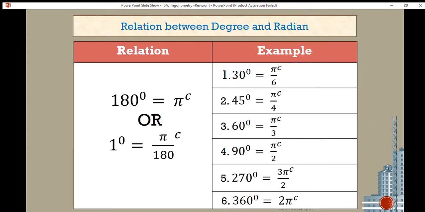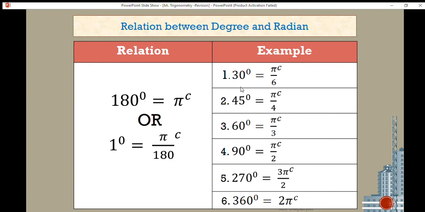Next, now remember the relation between degrees and radians. For the relation you have to remember that 180 degrees means pi radians. This only you have to remember. 180 degrees means pi. Or we can say 1 degree is equal to pi by 180 radians. So for example, if you want to convert 30 into radians, 30 is simply equal to pi by 6. How? Pi means 180. 180 upon 6 is 30.